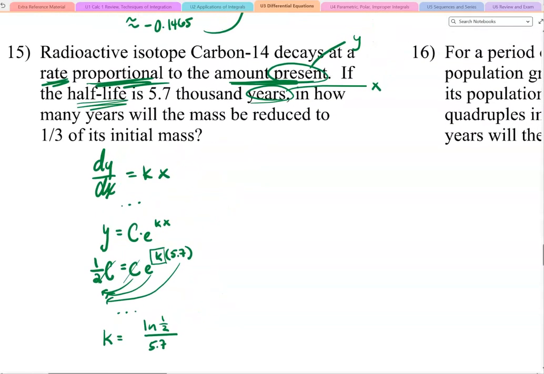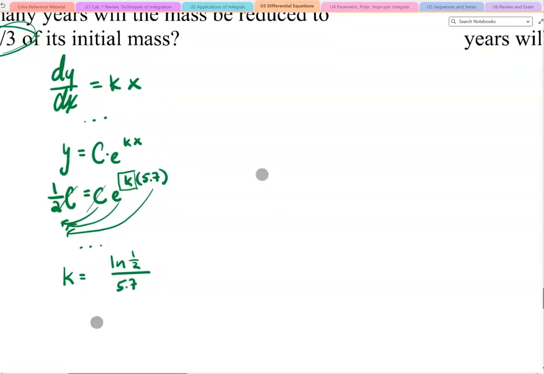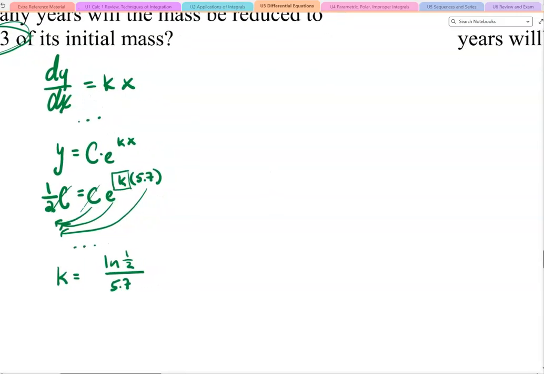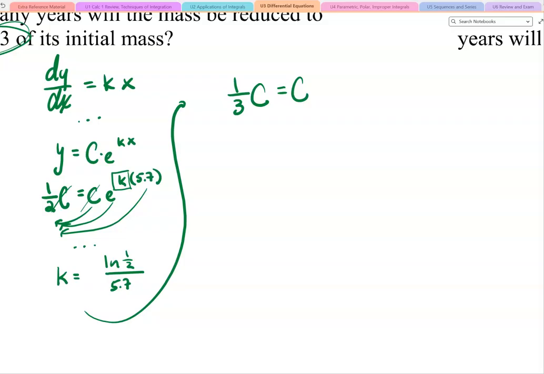And then if we consult the question again, how many years will it take for the mass to be reduced to 1/3 of its initial amount? Well, again, a little bit of a modifier to this problem. We'll just jump up here so we can see it all in one shot. If I wanted to get down to 1/3 of the initial mass, again not knowing what the initial amount was for c, but this time we know that our k value is the natural log of 1/2 divided by 5.7. We don't know the time that it takes to get there, so now we're going to solve for t.